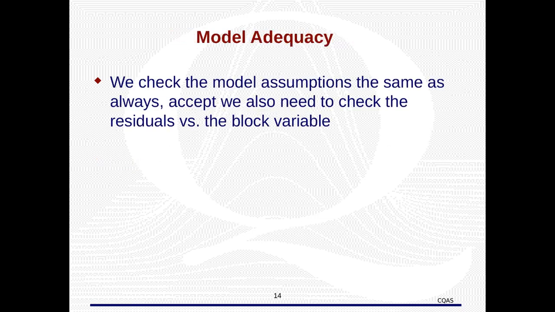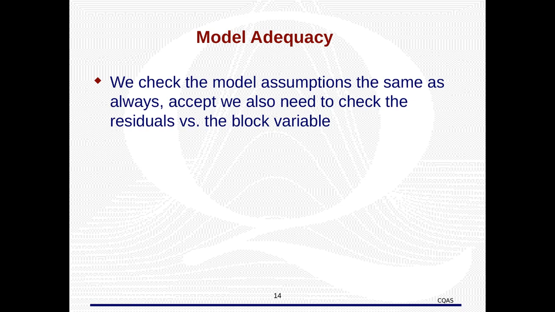Having established the equivalence between testing means and testing effects, we now turn to validating our model assumptions. Model adequacy assessment follows the standard diagnostic procedures you've encountered throughout this course. We examine residual plots, normality tests, and homogeneity of variance as usual. However, when working with block designs, there is one critical additional step. We must inspect the residuals plotted against the block variable itself. This diagnostic reveals whether the blocking factor has been properly accounted for in our model.